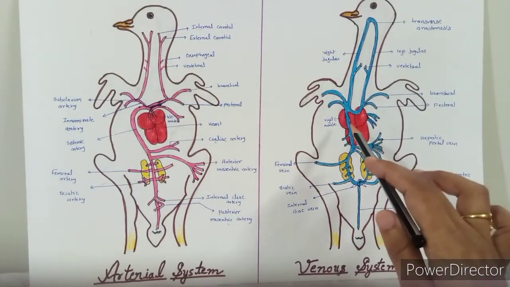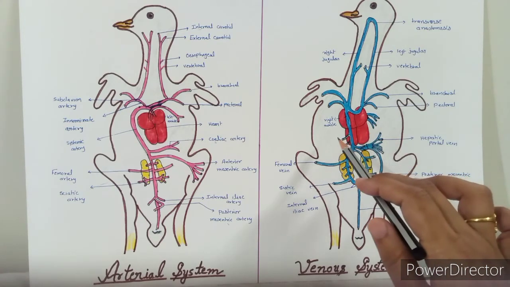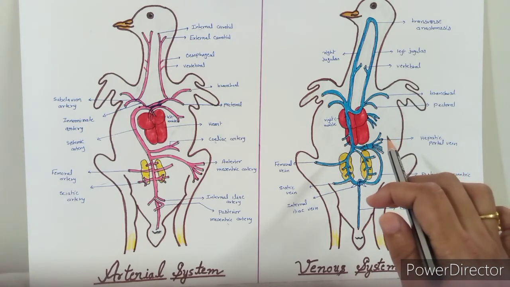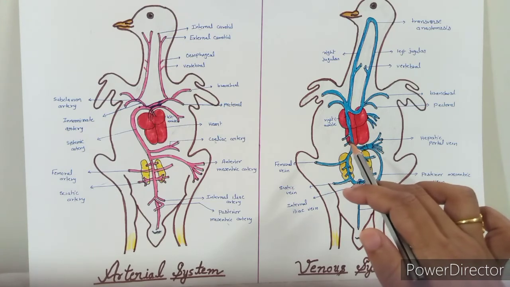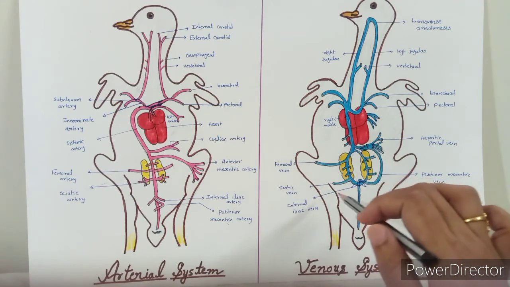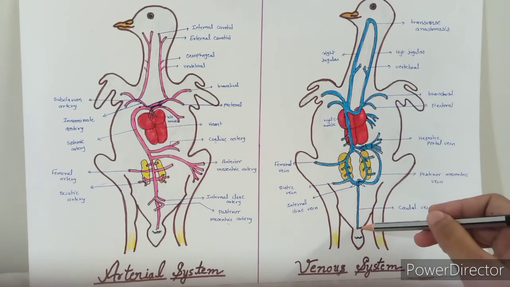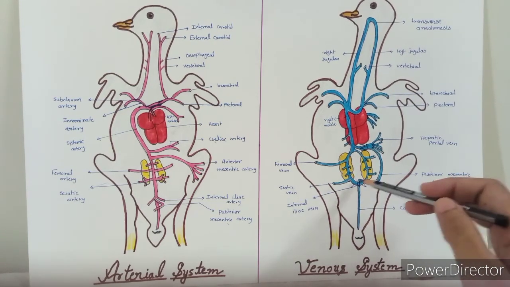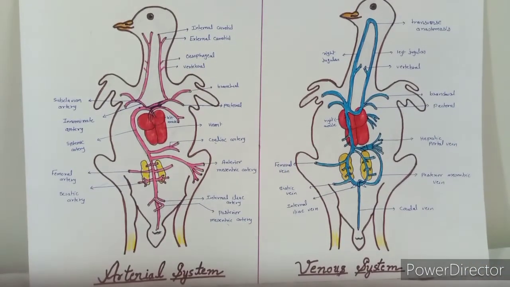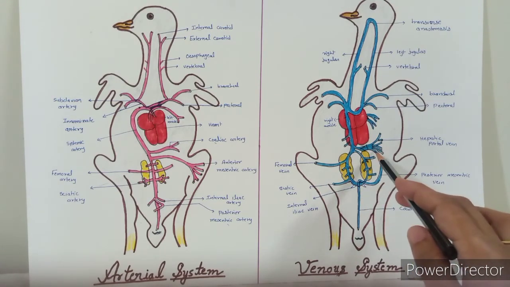Now we turn to the postcaval vein. All the veins fuse and become the postcaval vein. It is formed by the fusion of all veins from the posterior part of the body. So we start from the caudal vein. It is divided into two parts: the renal portal vein and the posterior mesenteric vein. This is the renal portal vein. This is the posterior mesenteric vein, okay.